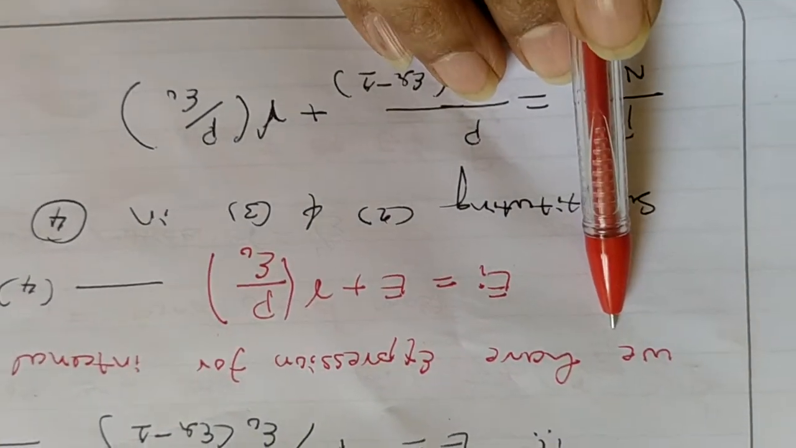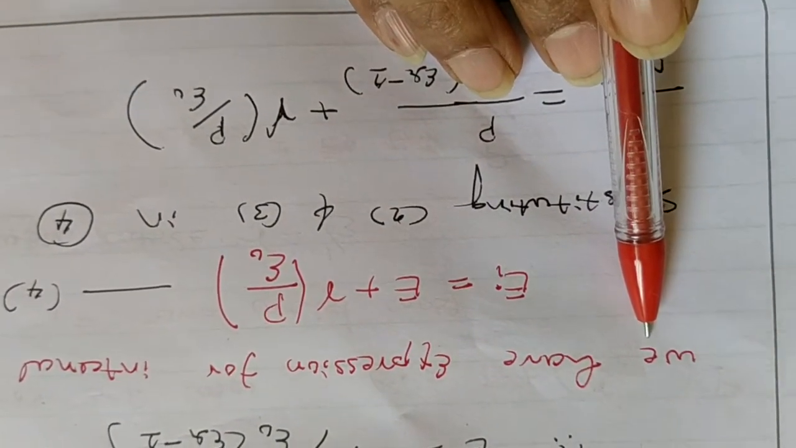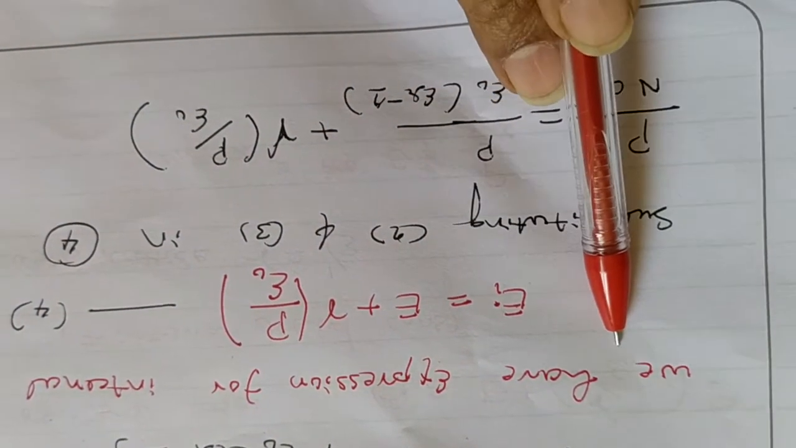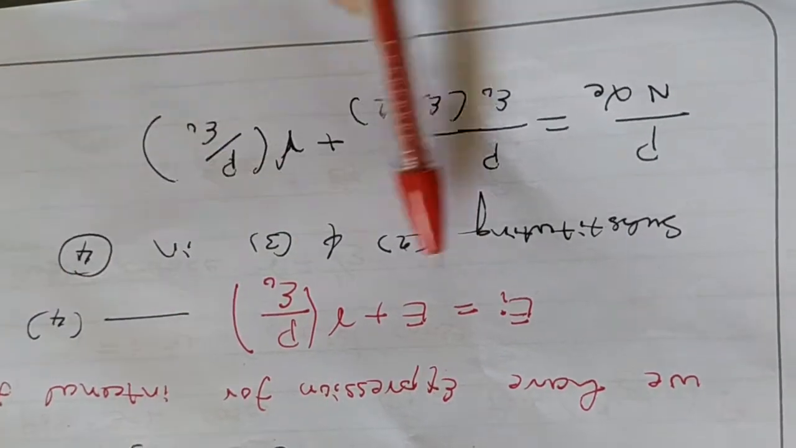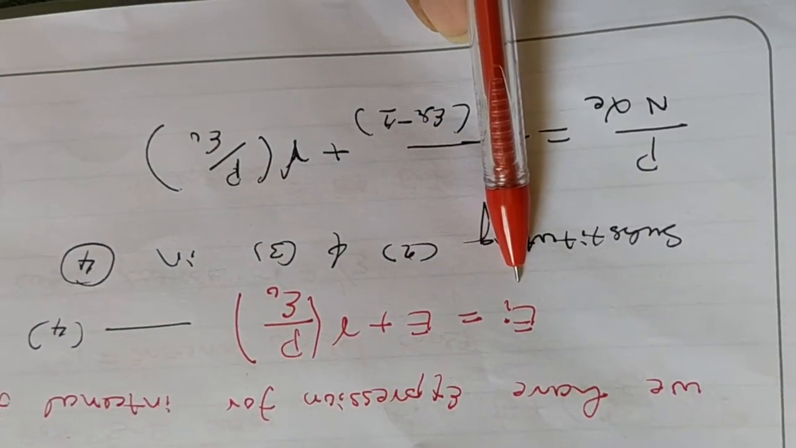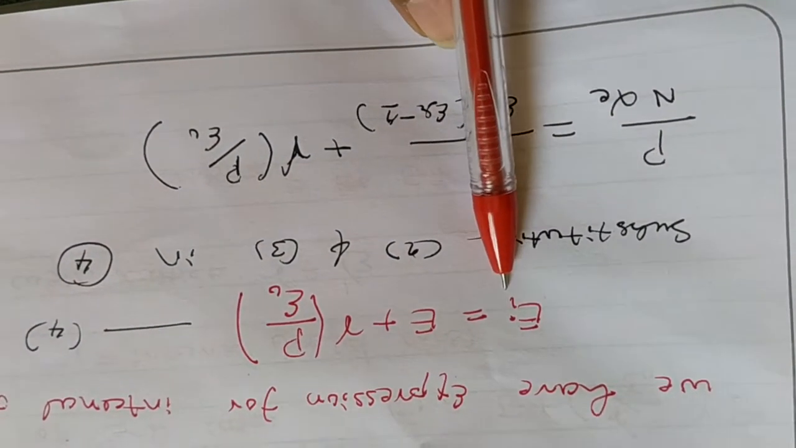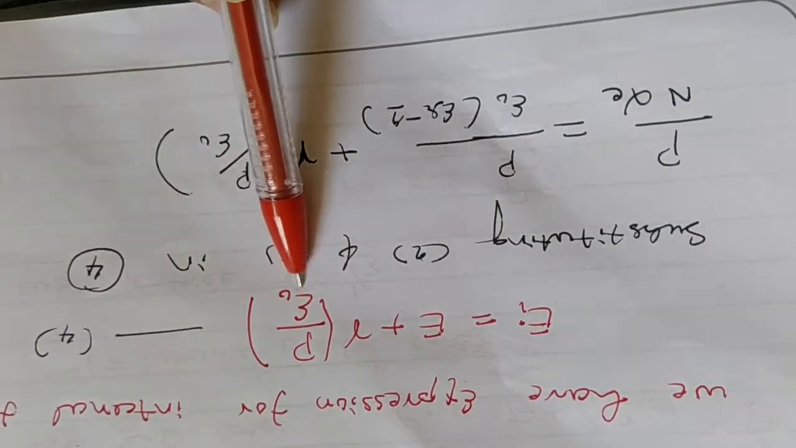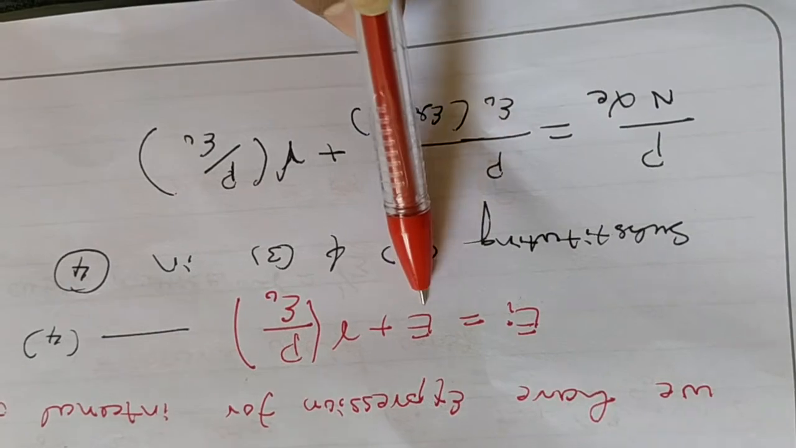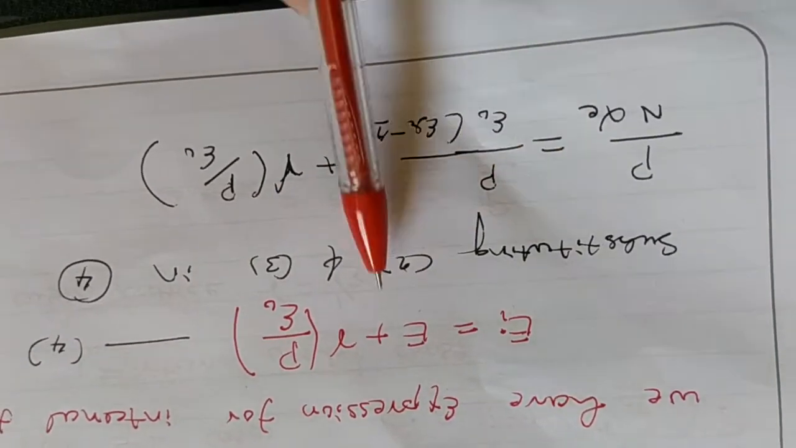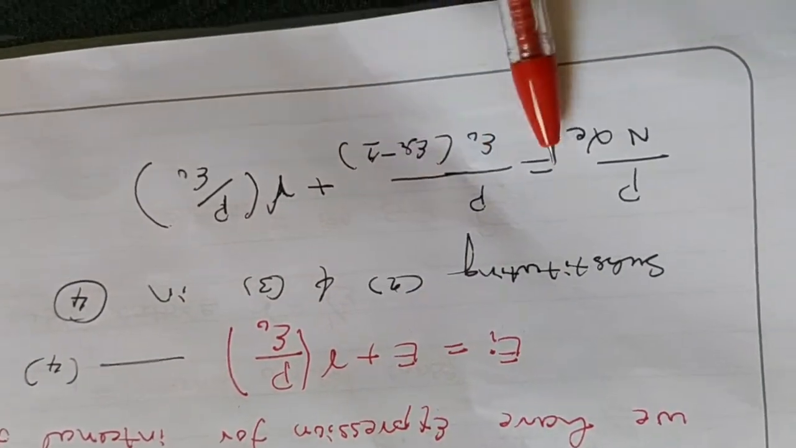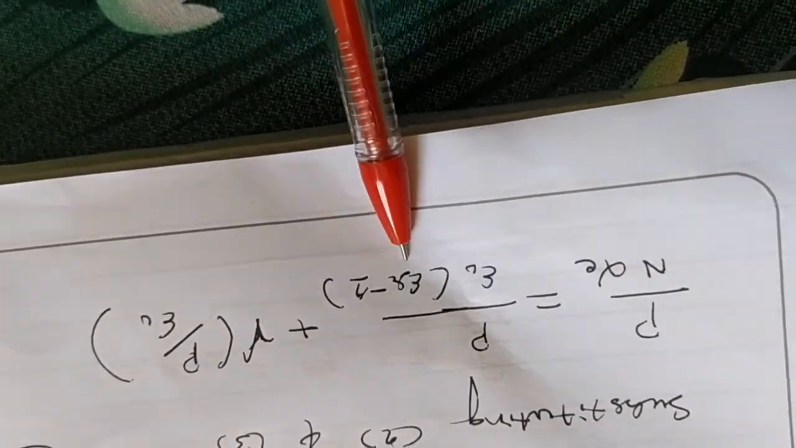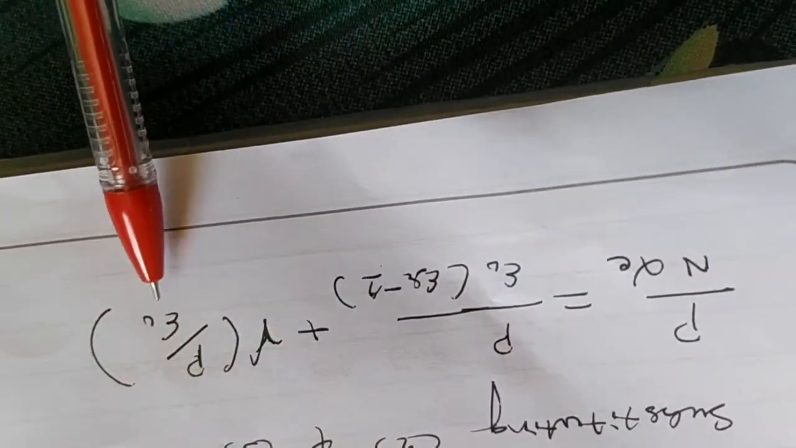Now in the previous equation I showed the internal field in the case of a three-dimensional solid, a three-dimensional array of atoms. What will it become? EI is equal to E plus gamma into P upon epsilon naught. Now I can substitute for EI and E from the previous equations. Substituting for EI and E, I will get P upon N alpha E is equal to P upon epsilon naught into epsilon r minus 1 plus gamma P upon epsilon naught.